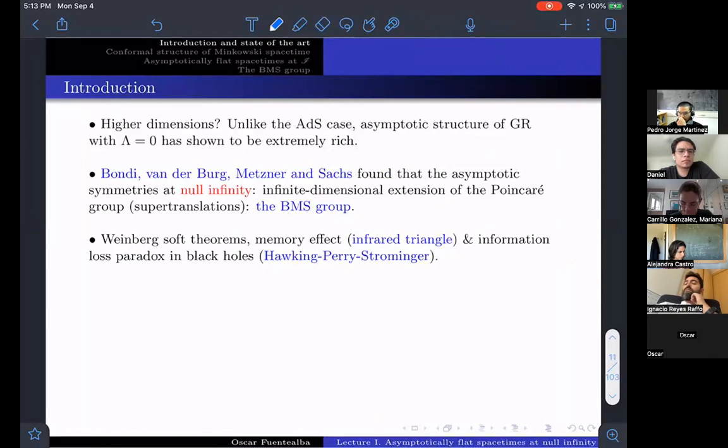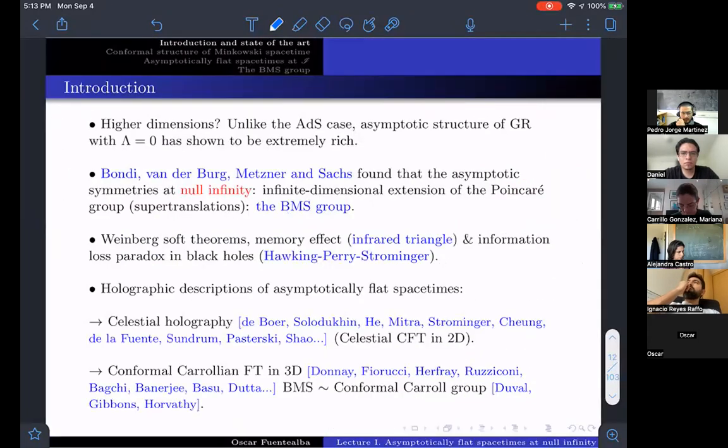So very recently, I want to talk about this at the end of the talk, once we know what the BMS group is and how it's obtained, about the relation with Weinberg's theorem, the memory effect, which is very famous now, the infrared triangle, which connects very different aspects in the study of gravity and quantum field theories. And also it has gained a lot of relevance in the context of the information loss paradox in black holes. I hope to come back to this question if I have time.